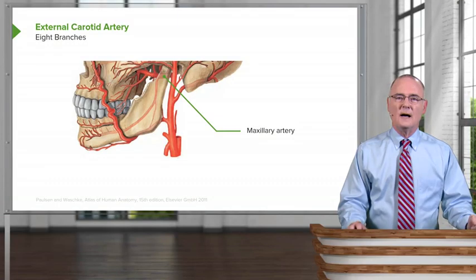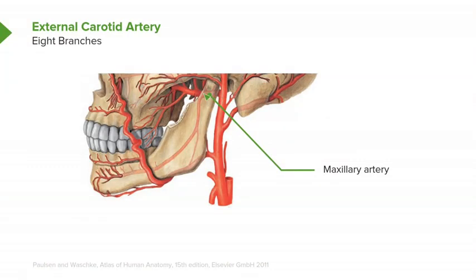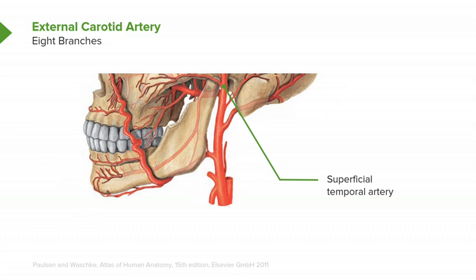The final 2 branches are going to be the 2 terminal branches of the external carotid artery. So the first terminal branch of the external carotid is this large artery, referred to as the maxillary artery, coursing medially and giving rise to numerous branches. And the other terminal branch, resulting in the 8th and final branch, is the superficial temporal artery. And there is a clinical correlation area here that we'll see shortly.